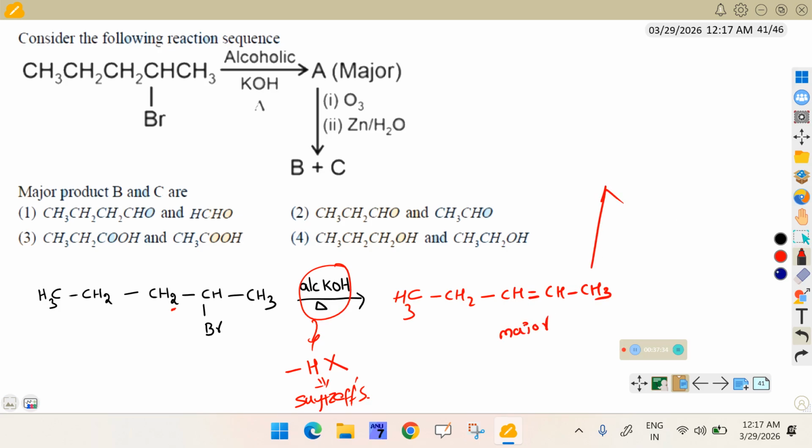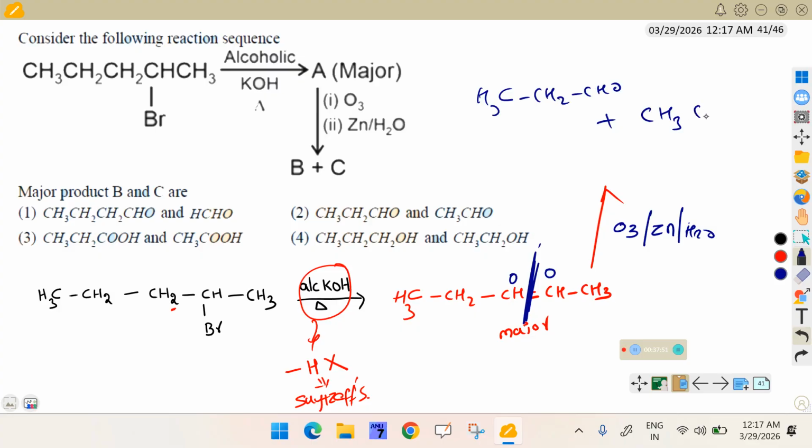Now reductive ozonolysis, O3 then Zn/H2O. Break the double bond, with oxygen on the left side and oxygen on the right side. Now the products are CH3CH2CHO plus CH3CHO. The correct answer is the second option.